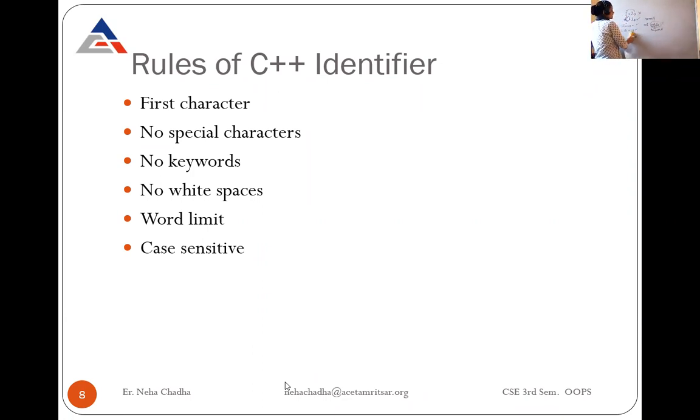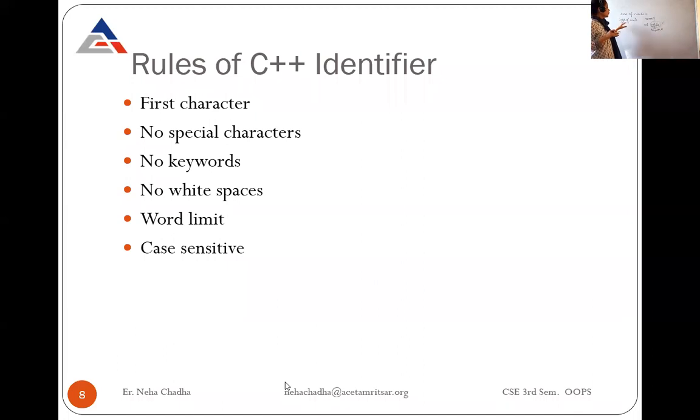Then your next rule says no white spaces are allowed when you define an identifier. It means if you want to write area of circle equal to whatever the formula is, I can't use blank spaces or white spaces here. I can't put any other special symbol here either. If I want to write it completely, I can only write it this way: area_of_circle. This way I can define the name of the variable.